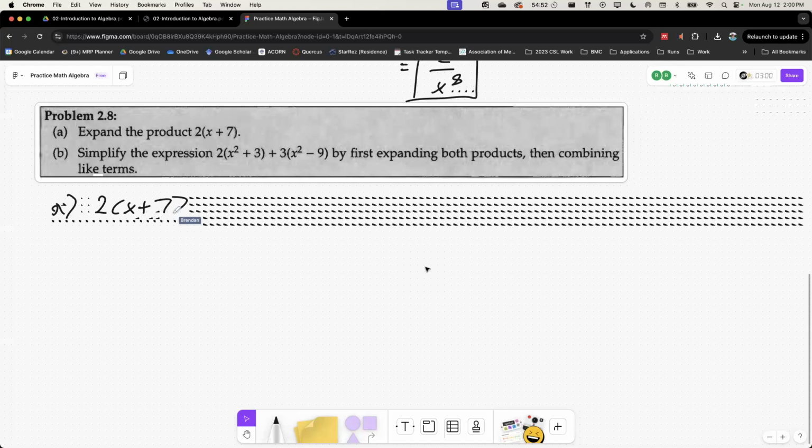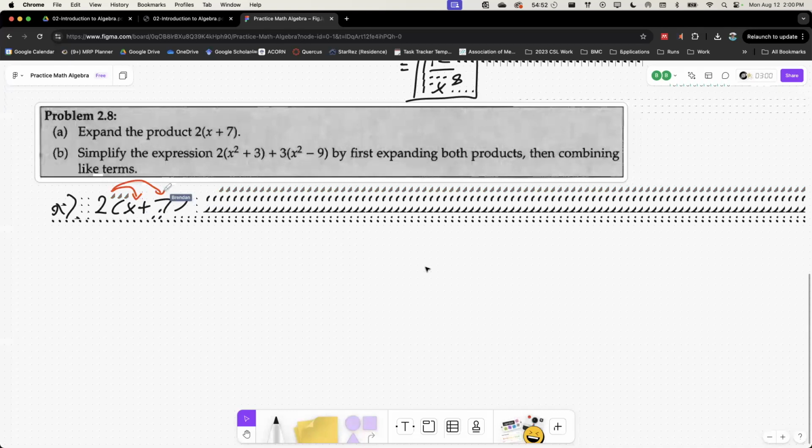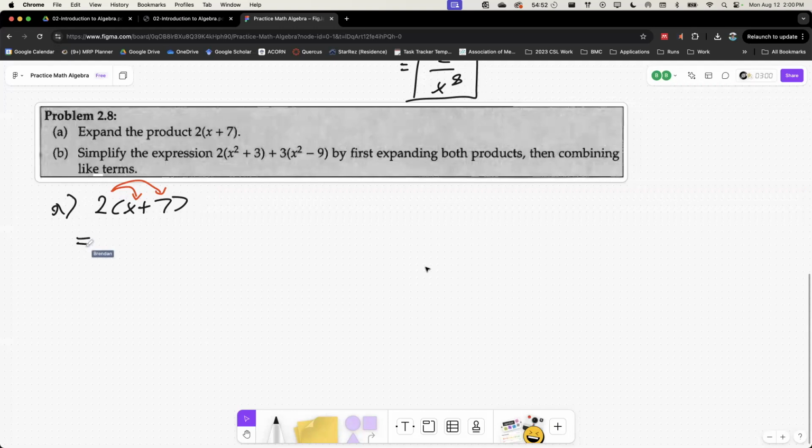What I like to do is draw arrows showing where that 2 is going to go. It's going to go to each term within the bracket. So the 2 will go to the x. It'll also go to the 7. When you multiply 2 by x, you get 2x. And when you multiply 2 by 7, you get 2 groups of 7, which is 14. So the answer for A will be 2x plus 14.